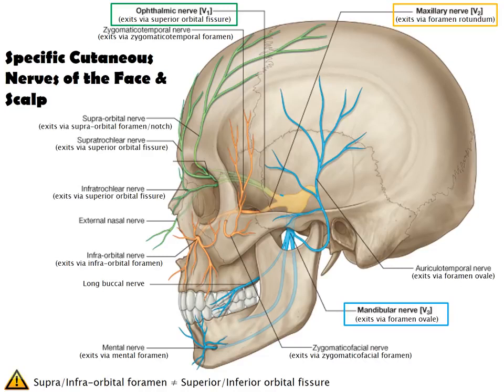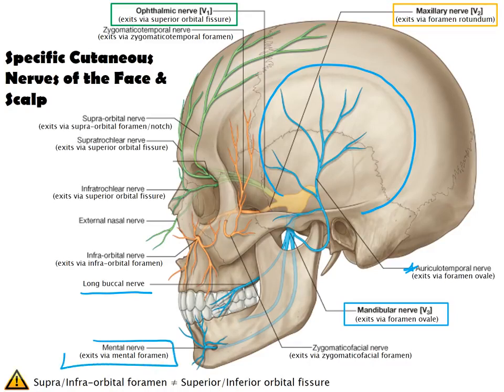Notice how the auriculotemporal nerve innervates the majority of the temporal region. And here we see the long buccal nerve, not to be confused with the buccal branch of cranial nerve 7, innervating both the oral mucosa of the cheek and the skin overlying the cheek. And the last cutaneous nerve to branch from the mandibular nerve V3 is referred to as the mental nerve, which exits via the mental foramen. This nerve supplies the skin over the chin.